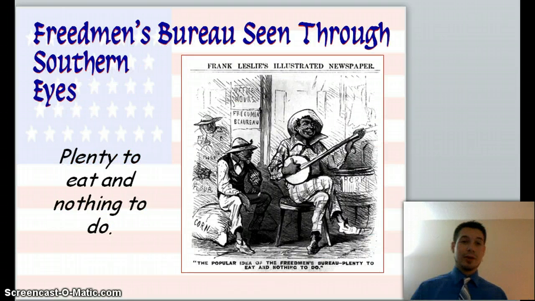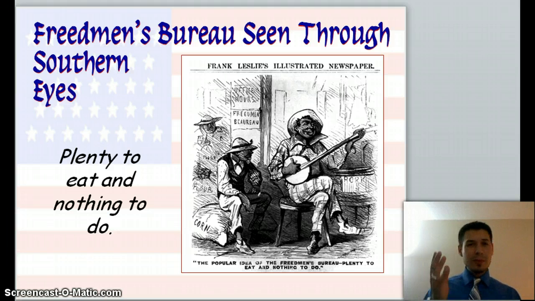Now, the Freedmen's Bureau on the South side wasn't exactly great. In fact, many political cartoons made fun of it, including this one here. It says, "Plenty to eat, nothing to do," strumming on a banjo, sitting on some corn. Again, was this really how it was? No, but this is how the Southerners thought that it was, and spread the word that way.